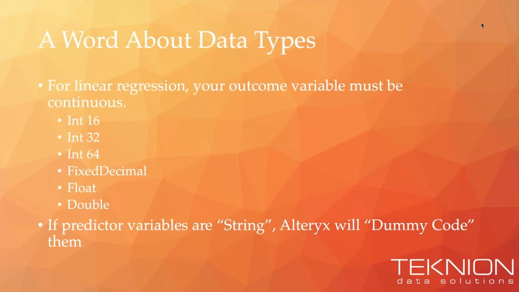Okay. So before we do, a word about data types, because this is going to play a huge factor. Most of the time when I'm working with people and they ask questions and say, hey, something's wrong with my analysis, generally it comes back to data types. For linear regression, your outcome variable must be continuous, meaning it must be interval or ratio scaled. Another way to think about this is in Alteryx, it'll be one of these options: Int16, 32, 64, a fixed decimal, a float, a double.